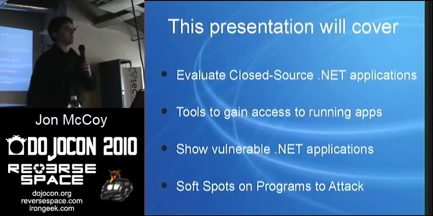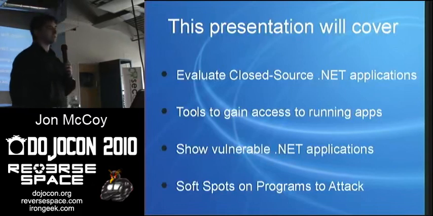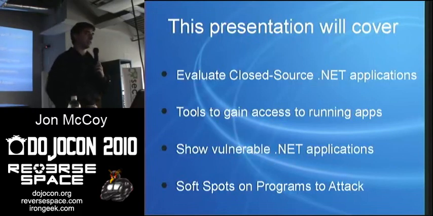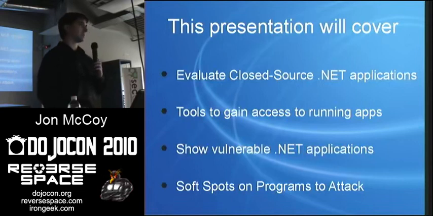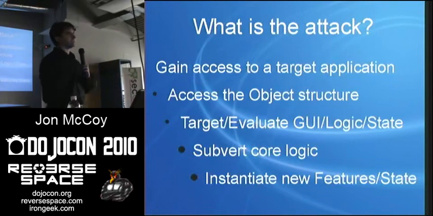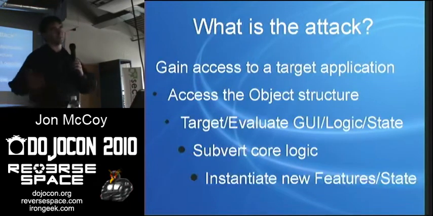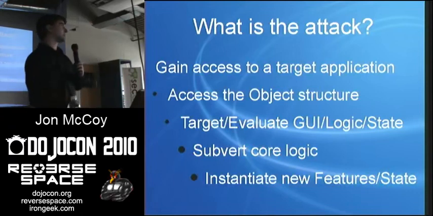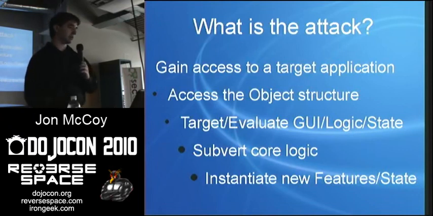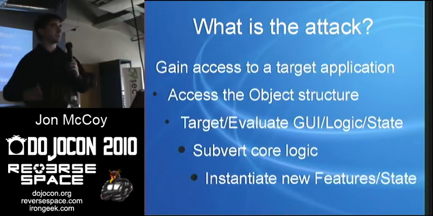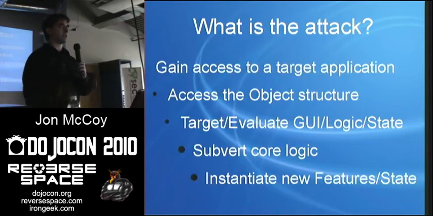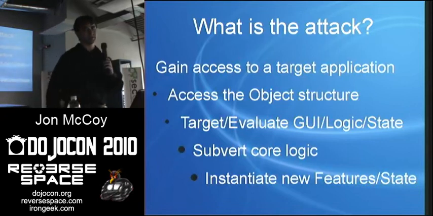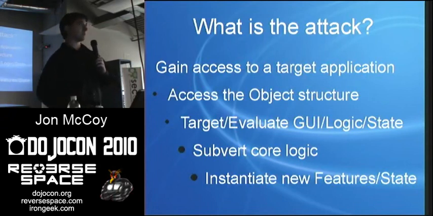Okay, so I'm going to cover going up against closed source applications, tools to gain access into these that I wrote, show some vulnerable .NET applications, and show you some soft spots to go after when you're going up against someone else's program. So the basic idea is you gain access to someone else's runtime memory. You gain access to their object structure, you gain access to basically the instances in memory. Nice and easy. And then once you do that, you take over the GUI, the logic, and mess with the state of the program. That's kind of where we get the, you can do whatever you want.